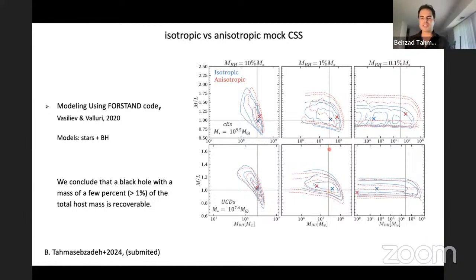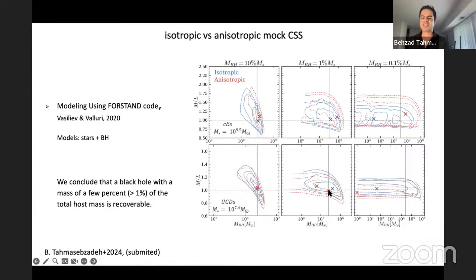The true value, this vertical and horizontal line, is the true value of the mock model. When we are modeling our mock, we know what the real black hole mass is, right? So this vertical line is the true black hole mass. So in C, when we have a more massive black hole, our best-fit model can accurately recover the black hole mass at the 1 sigma contour.